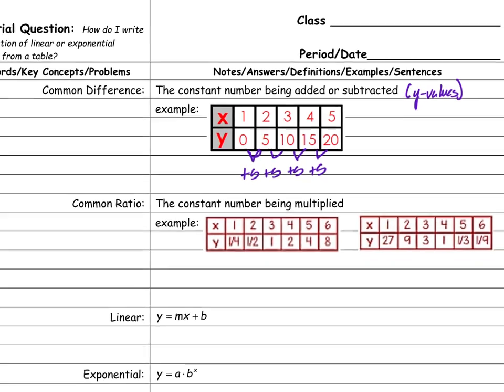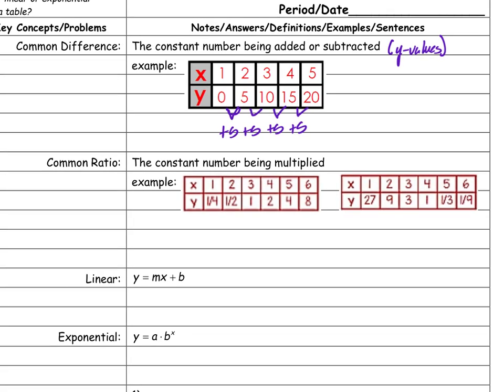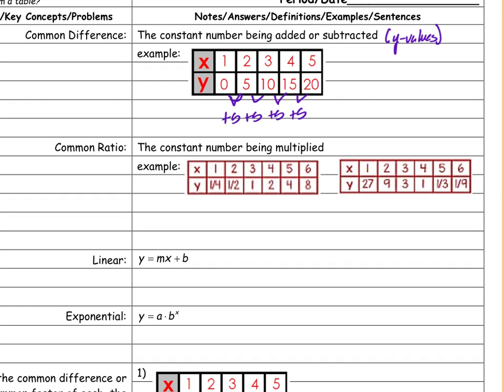Okay, so let's go to common ratio. And common ratio is the constant number being multiplied. So I'm multiplying the same number every time. I have two different examples here, because we have two different types that we want to talk about. With the common difference, we said that it's adding or subtracting. You notice that? Notice with common ratio, it's being multiplied by. There's no division. It's only being multiplied by.